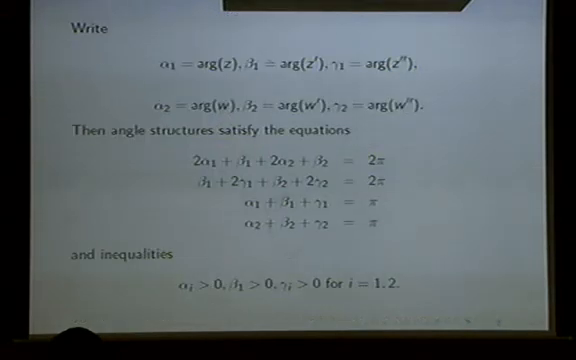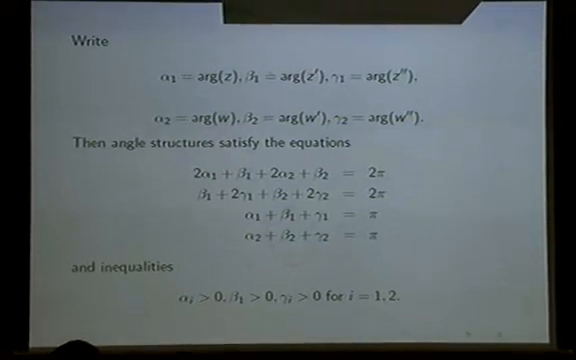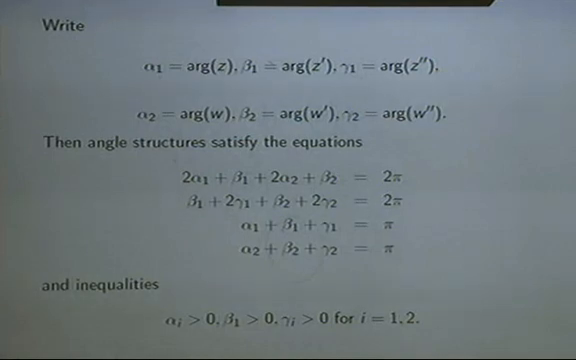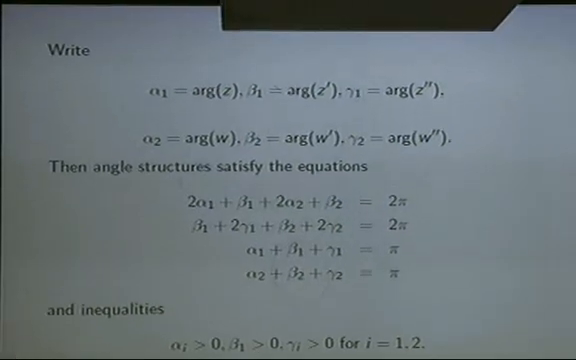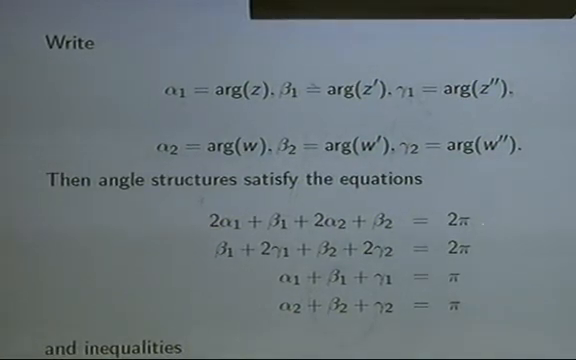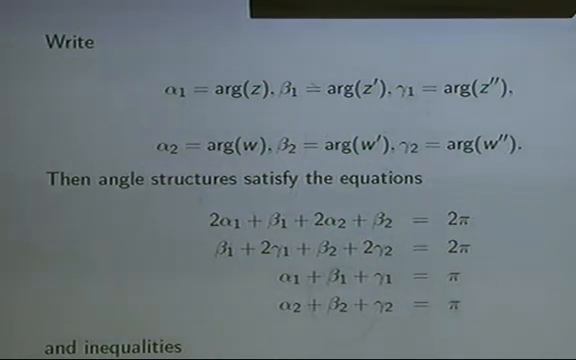So let's see. If I write, say, alpha 1, beta 1, gamma 1 for the angles in the first tetrahedron, and alpha 2, beta 2, gamma 2 for the angles in the second tetrahedron, then the angle structure equations are very simple. First we get linear equations. This is saying the angles around the first edge add up to 2 pi. The second equation says the angles around the second edge add up to 2 pi. We also have the conditions that in each tetrahedron the angles add up to pi. So that gives us 2 more equations.